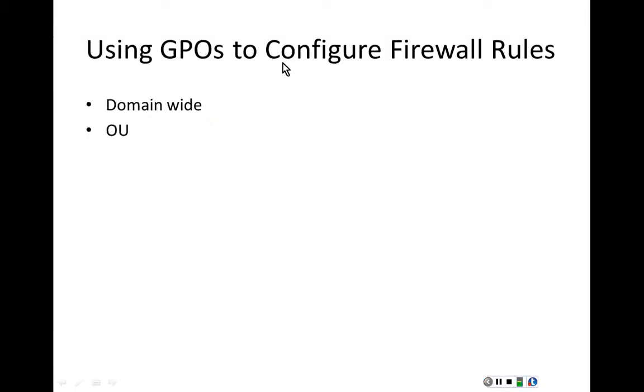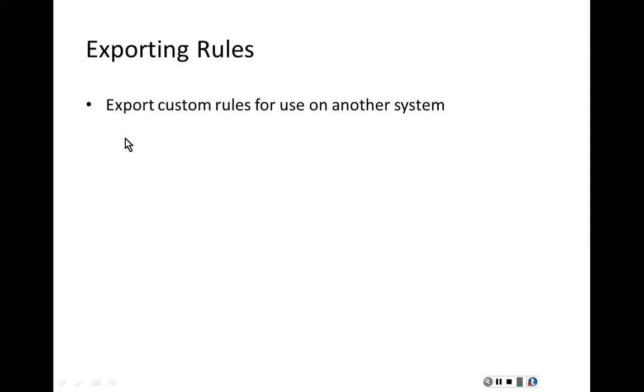Using group policy objects to configure firewall rules. It can be done domain-wide or it can be done just per organizational unit. Exporting rules. You can export any custom rules that you have made for use on other systems.